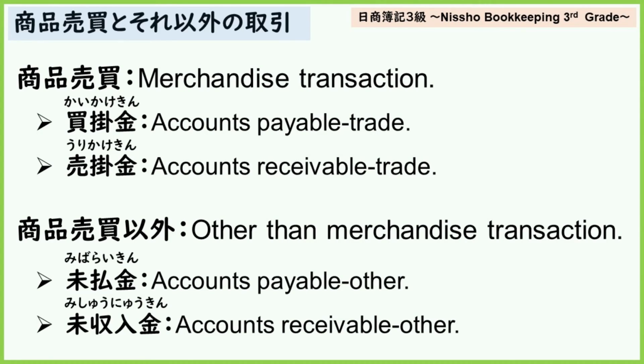In credit transactions related to trading merchandise, we use either accounts payable trade or accounts receivable trade. For credit transactions not related to merchandise transaction, we use either accounts payable other or accounts receivable other. Let's look at examples of journal entries.